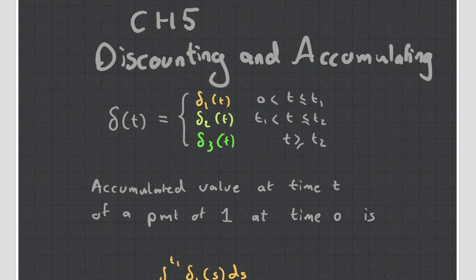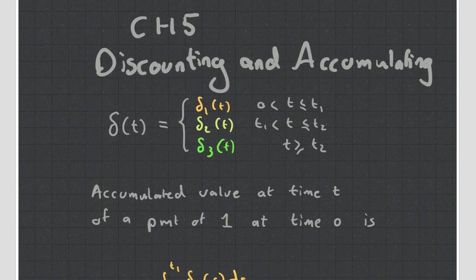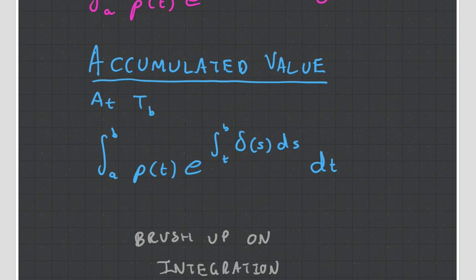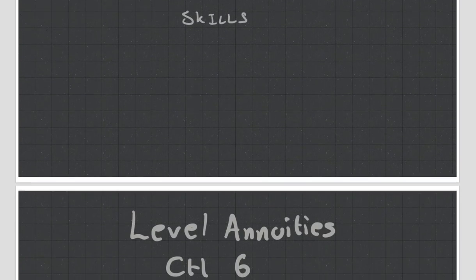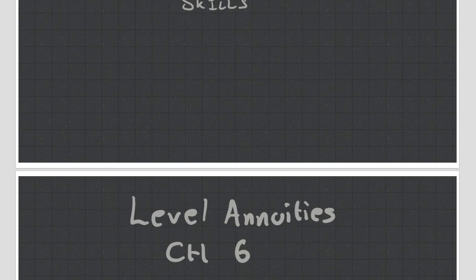And yeah, that is chapter 5. We really are starting to get into the meat. Next time I'll be talking about chapter 6, which is annuities.